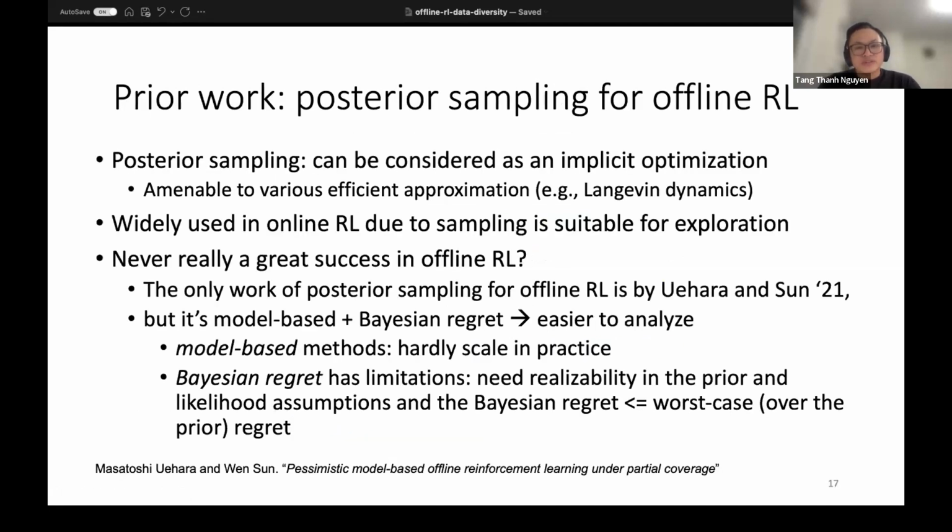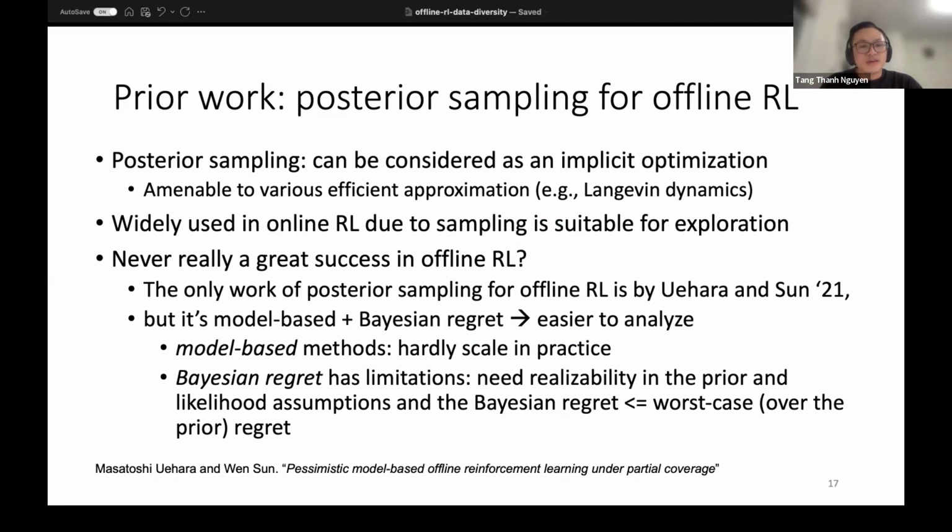So regarding posterior sampling, it is the idea that we replace the optimization by some kind of sampling. And why sampling? Because sampling in practice can be amenable to various efficient approximations like Langevin dynamics. There are a lot of works in this direction. However, posterior sampling is widely used in online reinforcement learning, but not so much in offline reinforcement learning.